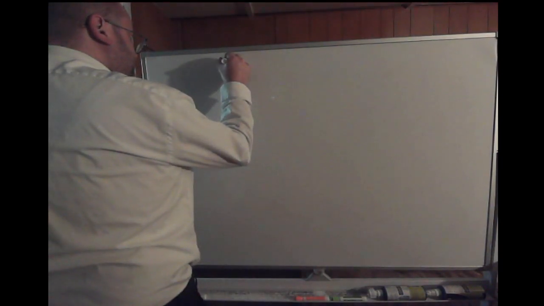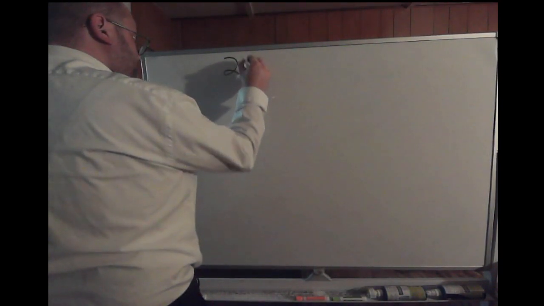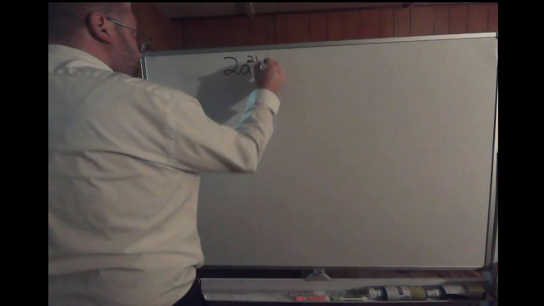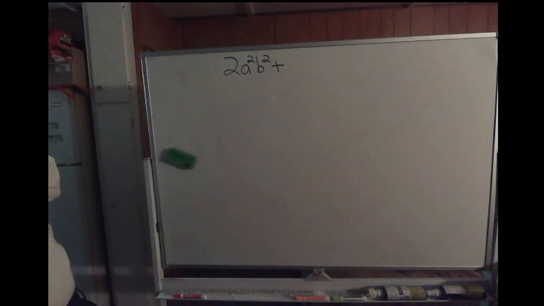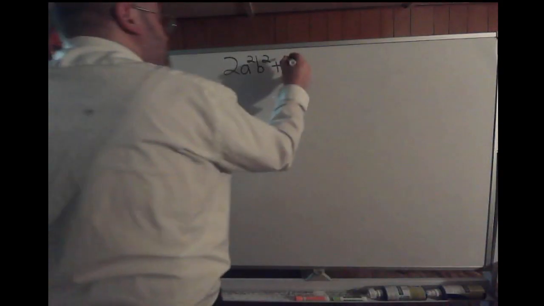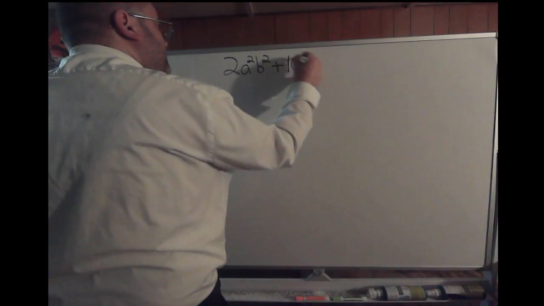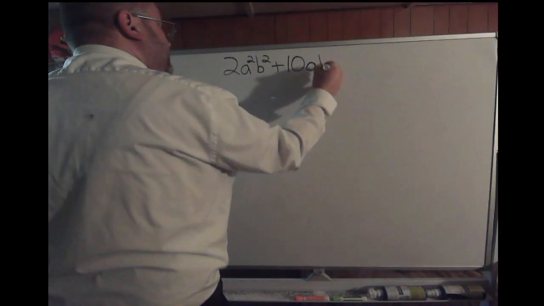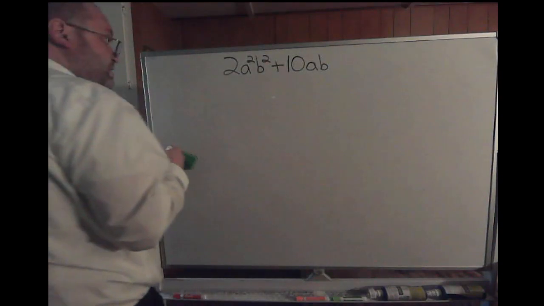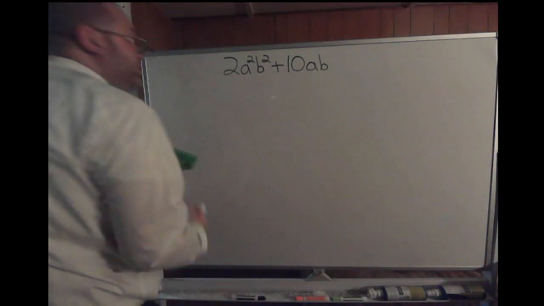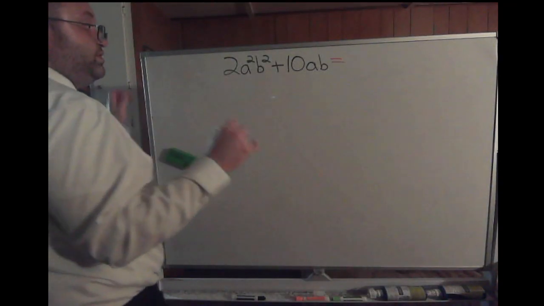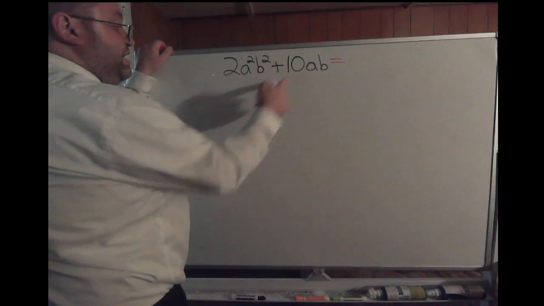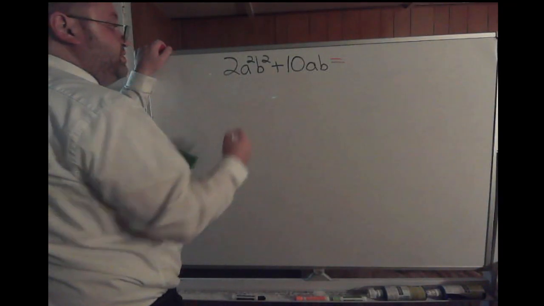Alright, let's see. We got 2a squared b squared plus 10ab. Well, start with your constants. What do 2 and 10 have in common as the greatest common factor? Definitely 2.